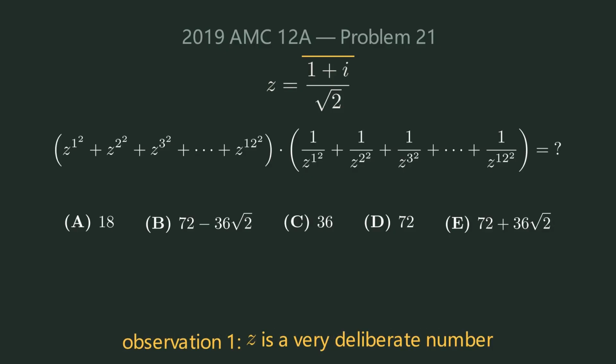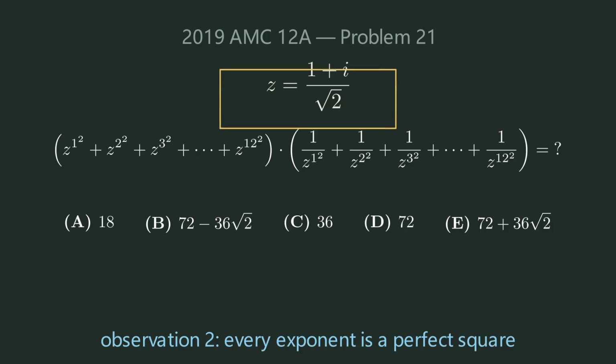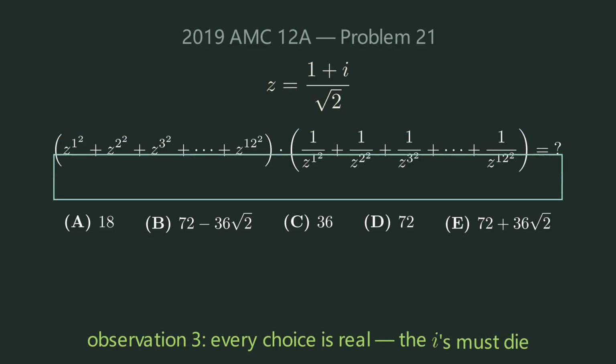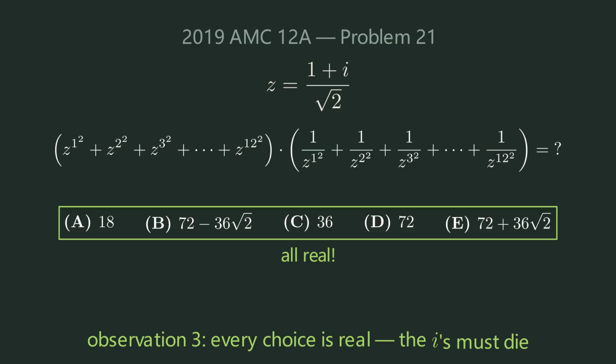Before we solve anything, read like a detective. Observation 1. z is a very deliberate number, (1 + i) over root 2. Numbers like that are chosen for a reason. Observation 2. The exponents: 1 squared, 2 squared, 3 squared, perfect squares, all the way to 12 squared. And observation 3. The answer choices. Look closely. Every single one is real. No i anywhere. So whatever mess happens in the middle, the imaginary parts must cancel by the end. That's our compass. No fear. Let's go.